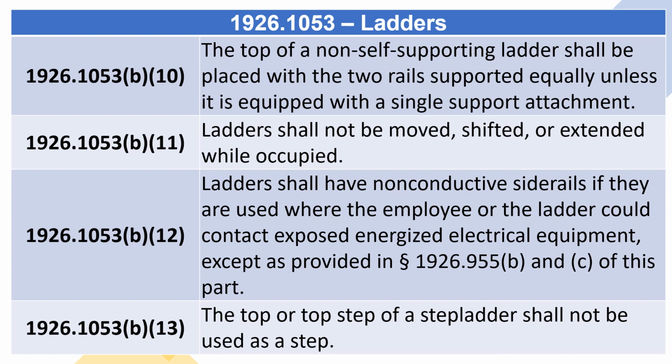1926.1053(b)(10). The top of a non-self-supporting ladder shall be placed with the two rails supported equally unless it is equipped with a single support attachment. 1926.1053(b)(11). Ladders shall not be moved, shifted, or extended while occupied.